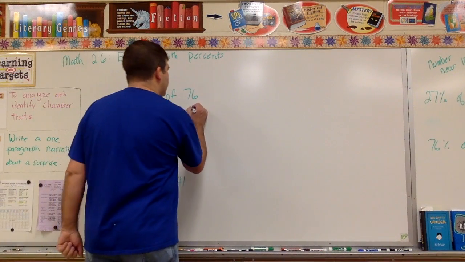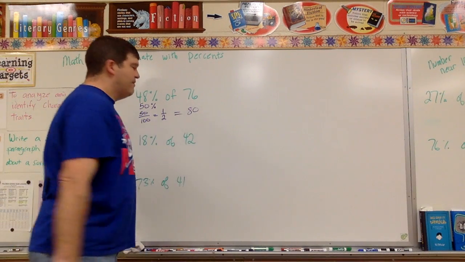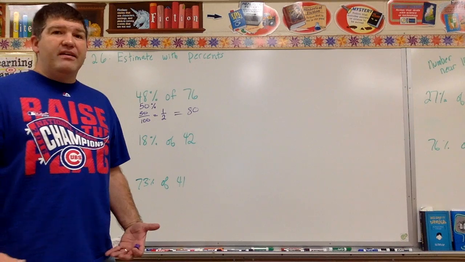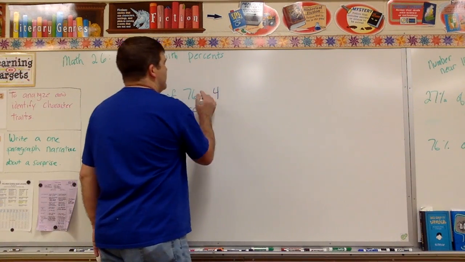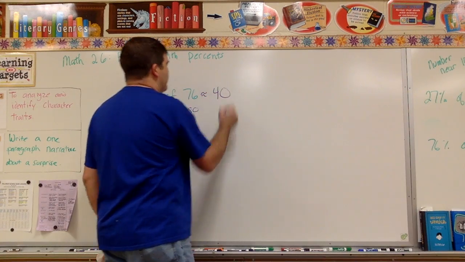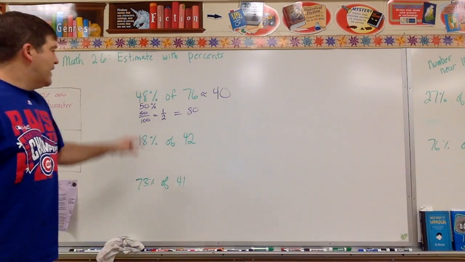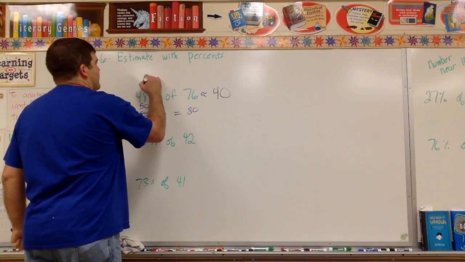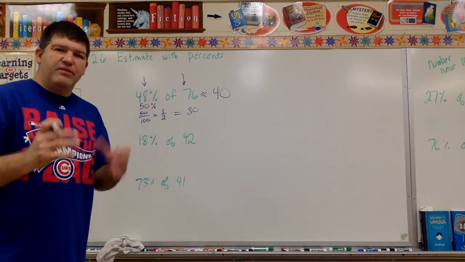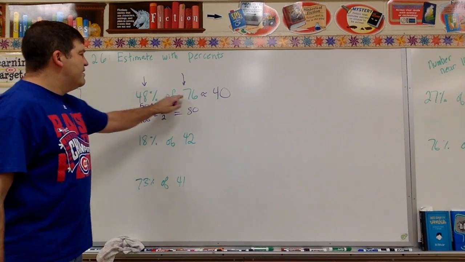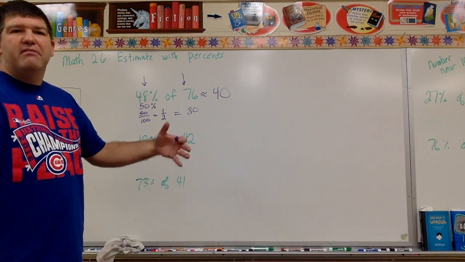I'm going to make it a little bit easier. This is really close. I'm going to round it to 80. 1/2 of 80, that's easy. It's 40. Half of 80 is 40. So, oops, I got to do these little things because it means about. So 48% of 76 is about 40. And I changed both this and this. I rounded them to make them easy numbers to deal with. 48% became 50, 76 became 80, 50% of 80, half of 80, 40.